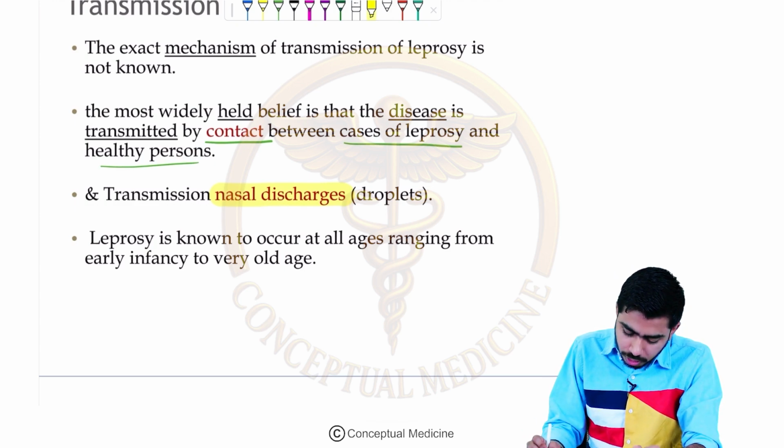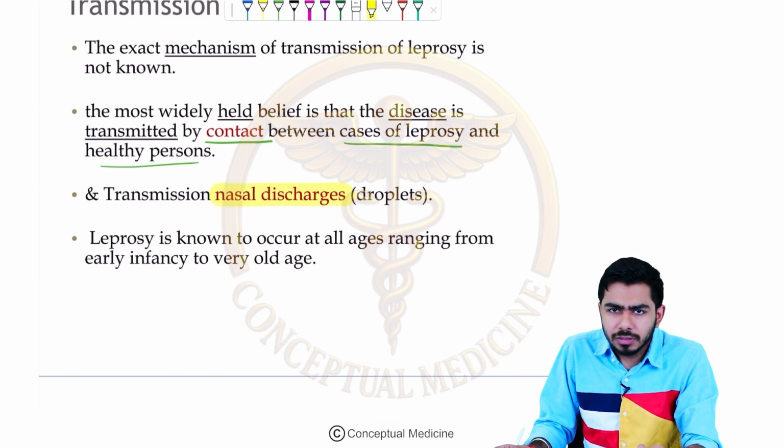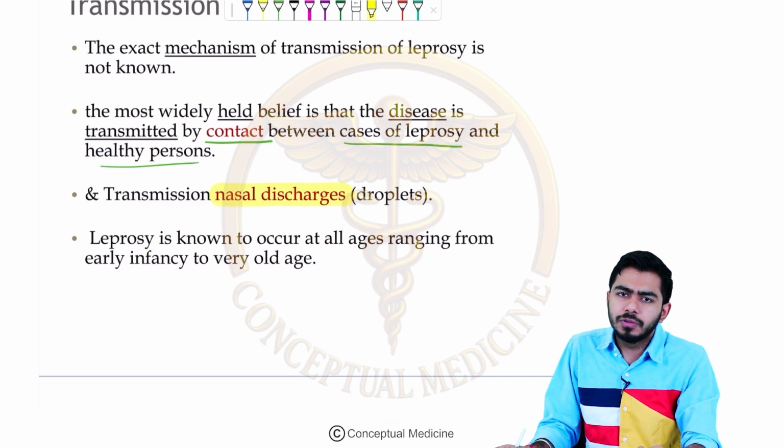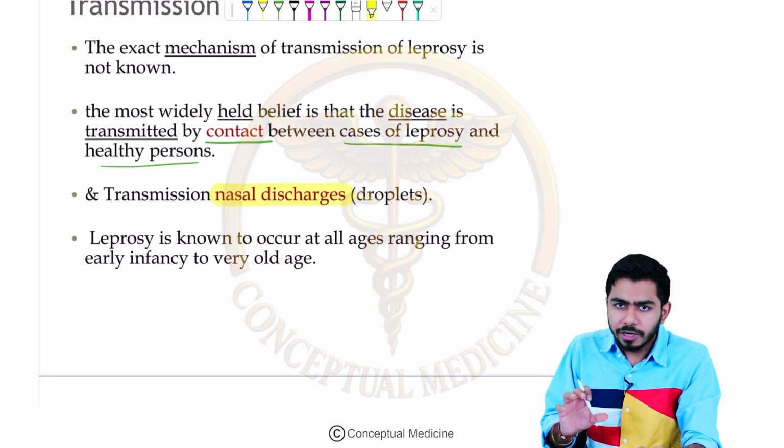Leprosy is known to occur at all ages, but I told you that it is predominantly occurring in males as compared to females, and it is affecting the 20 to 40 years age group most commonly, right? Okay, but that is not a hard and fast rule as such.